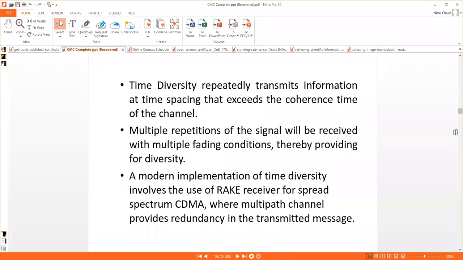One more is a modern implementation of time diversity, which involves the use of a rake receiver for spread spectrum CDMA techniques, which you study in the fifth chapter of your subject, CDMA. It is a part of spread spectrum where the multipath channel provides redundancy in the transmitted message. It is going to produce redundancy, this particular concept.